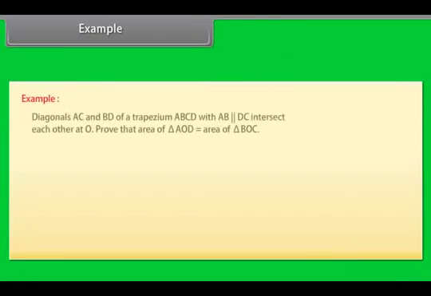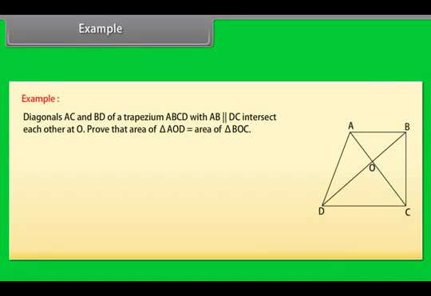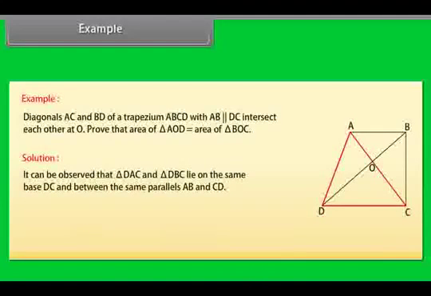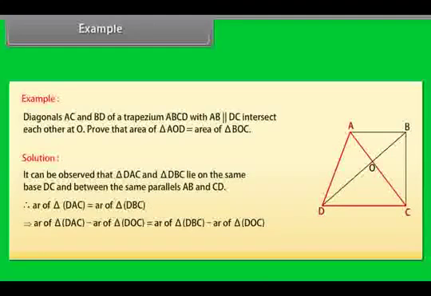Hence proved. Example: diagonals AC and BD of a trapezium ABCD with AB parallel to DC intersect each other at O. Prove that area of triangle AOD is equal to area of triangle BOC. Solution. It can be observed that triangle DAC and triangle DBC lie on the same base DC and between the same parallels AB and CD. Therefore, area of triangle DAC is equal to area of triangle DBC, which implies area of triangle DAC minus area of triangle DOC is equal to area of triangle DBC minus area of triangle DOC, which implies area of triangle AOD is equal to area of triangle BOC.